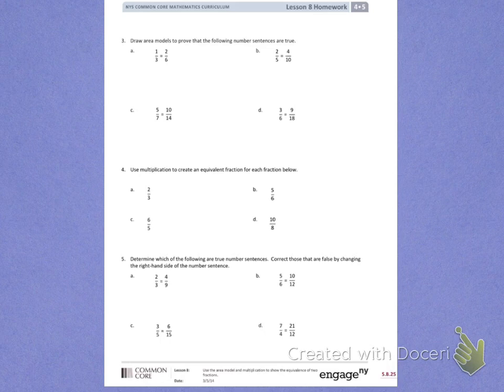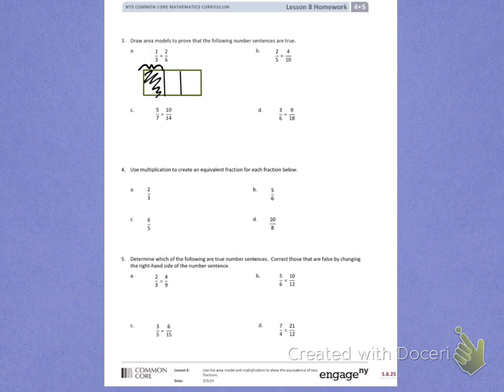So to start doing that, I'm going to make my 1/3 with an area model. So I'm going to draw that into thirds. And we're going to shade one of them. So that represents 1/3. I need to show that that equals 2/6.